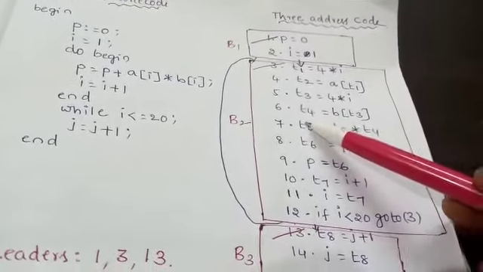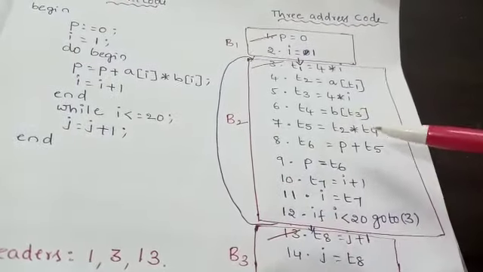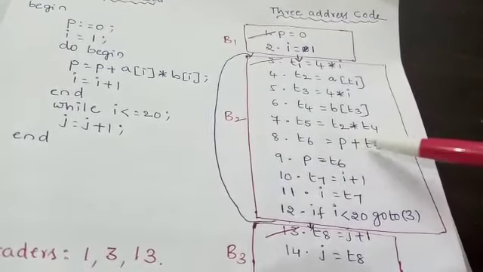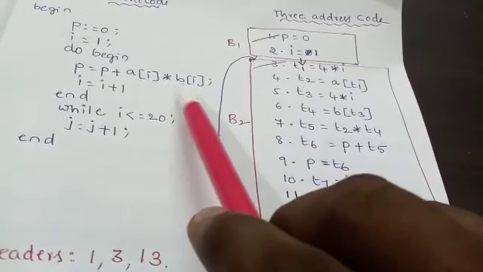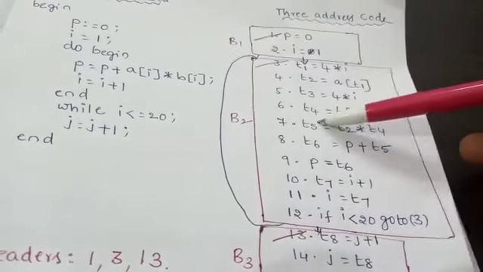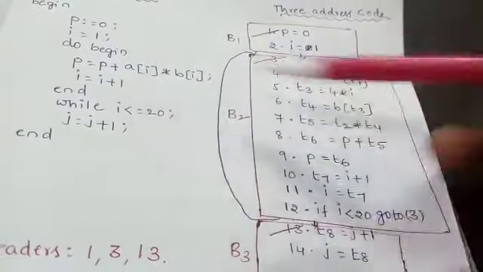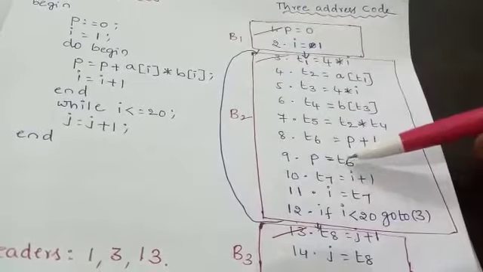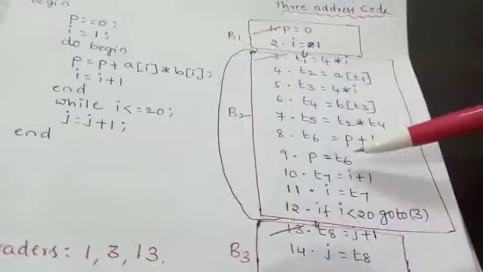Then next one is I equal to I plus 1. Before that, we have P equal to P plus A of I star B of I. Here A of I star B of I is nothing but T5. So temporary variable T6 equal to P plus T5. Then next one is P equal to T6. The entire T6 will be stored in P.